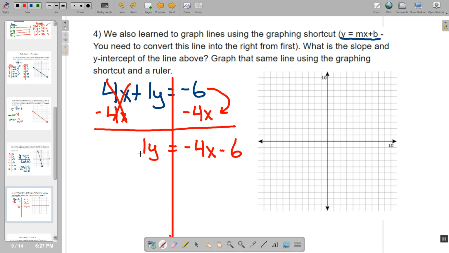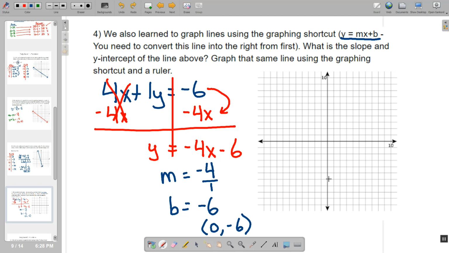Now, I could divide by 1 here, or I could remember that dividing by 1 doesn't change the problem. So I actually have my equation complete. I have y equals mx plus b. Then I need to find my m and my b and finish solving this problem. So my slope is negative 4, or negative 4 over 1. My b is negative 6.